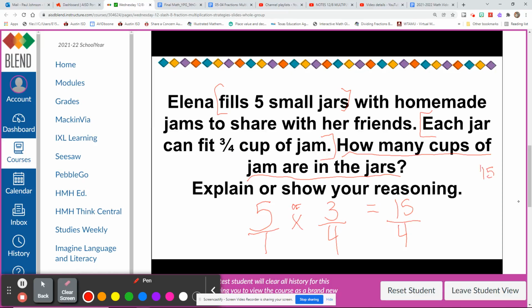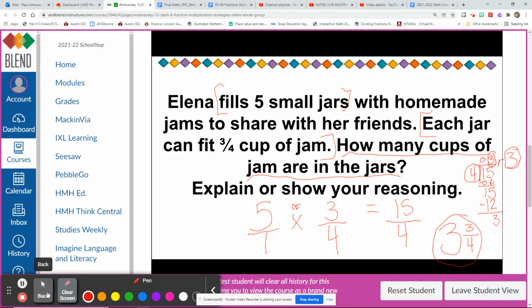Remember, we're just dividing because all fractions are divisions. This is 15 divided by 4. So 4 goes into 1 0 times. When we multiply 4 times 0, 1 minus 0 is 1. You get to practice your long division. Hooray! Then 4 goes into 15 a total of 3 times. 4 times 3 is 12, which gives us a remainder of 3. So our whole number is 3, our numerator, which is our remainder, is 3, and our denominator is 4. So Elena has 3 3/4 cups of jam in those jars.